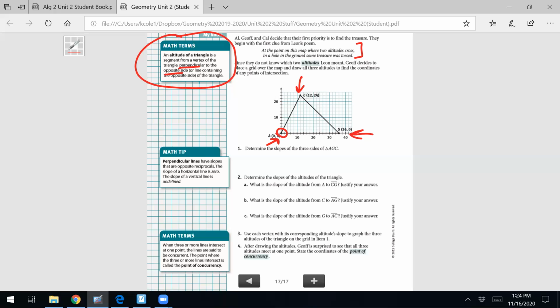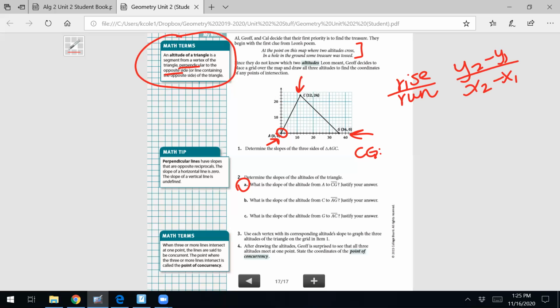So what we need to do first of all, if we're going to draw this altitude, is know the slope of CG. How do you find the slope of a segment? Rise over run. Make it easy for yourself. If for whatever reason all they give you is some ordered pairs, then you could use the formula, but if you've got a graph, count rise over run.